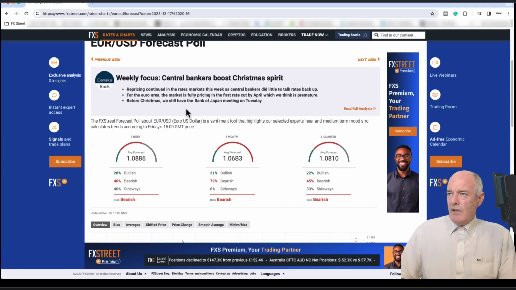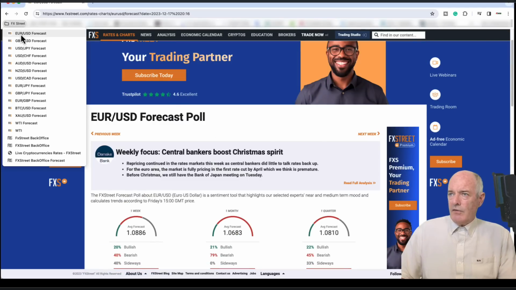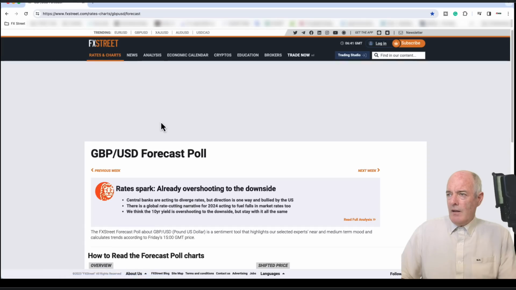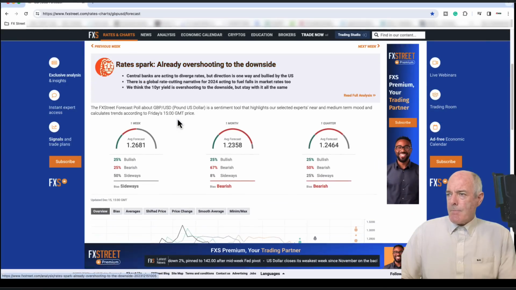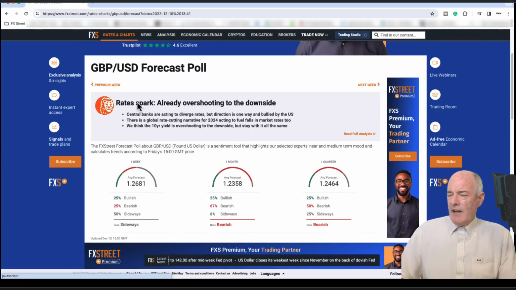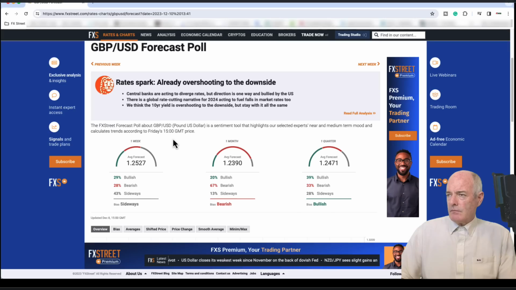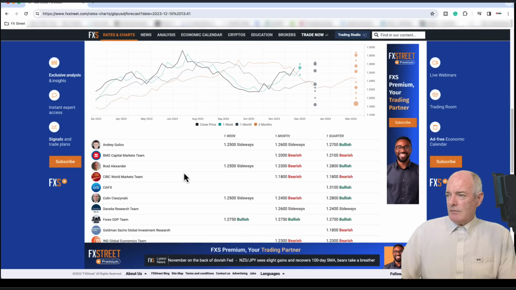So what I want to do now is go to my folders, and I want to pick on pound dollar. And I want to go back to last week. What did we say it was? 1.267. So the market was split. The experts were split last week.